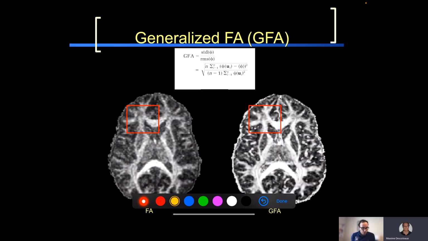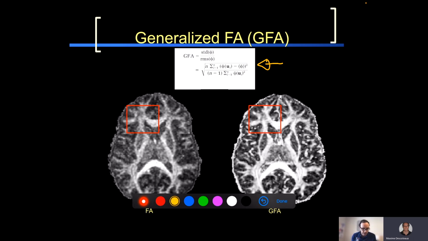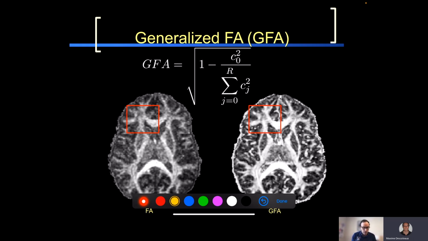From the cue ball imaging and constant solid angle, it's now possible to extract a novel metric, the generalized FA. And it has this formula here that, again, we can extract from spherical harmonics. So it's the standard deviation on the sphere of the ODF divided by its root mean squared. You can actually compute that on the sphere, but it's much more elegant and fast to actually solve this equation in the world of spherical harmonics.